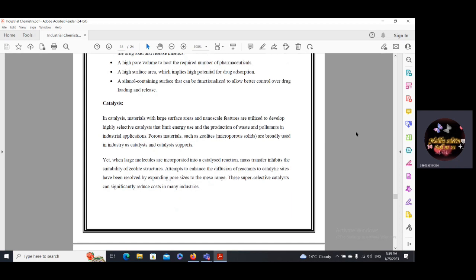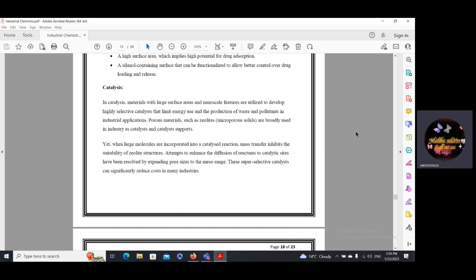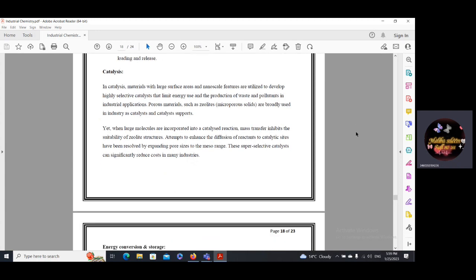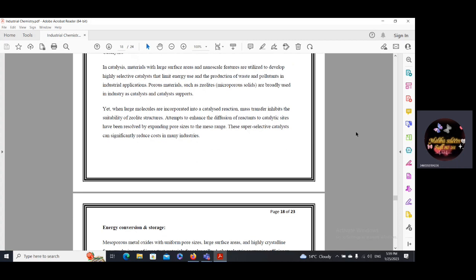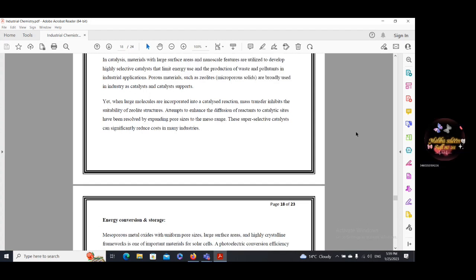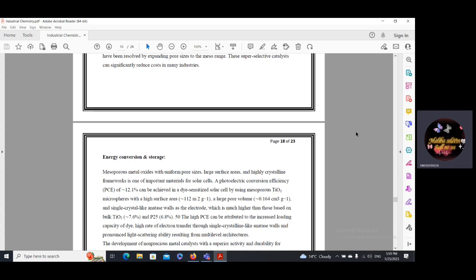Yet when large molecules are incorporated into a catalyzed reaction, mass transfer inhibits the suitability of zeolite structures. Attempts to enhance the diffusion of reactants to catalytic sites have been resolved by expanding pore size to the meso range. These super selective catalysts can significantly reduce cost in many industries.